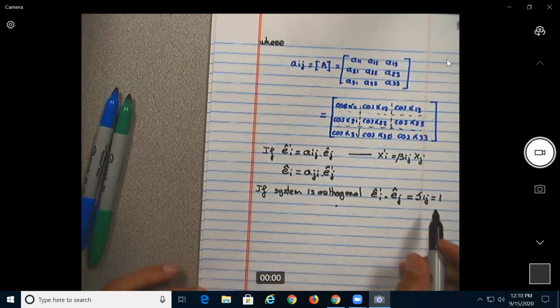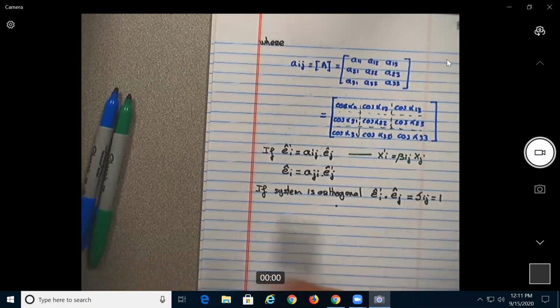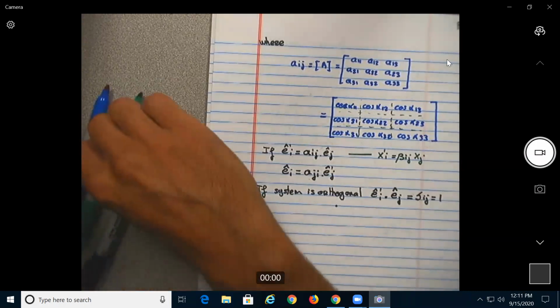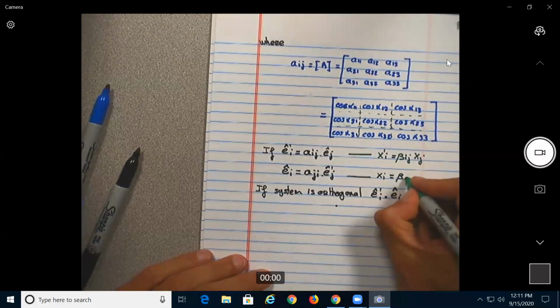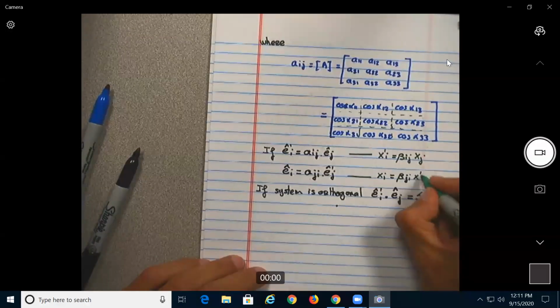Which should give us the same condition as we had on the identity matrix before. All right, so here what you need to remember is that now we have two forms of writing down everything. We have this form, or we have the x_i equal to beta_ij x prime j, no?